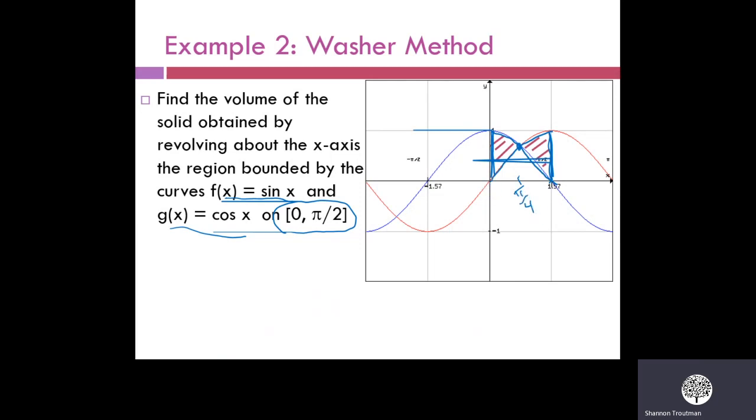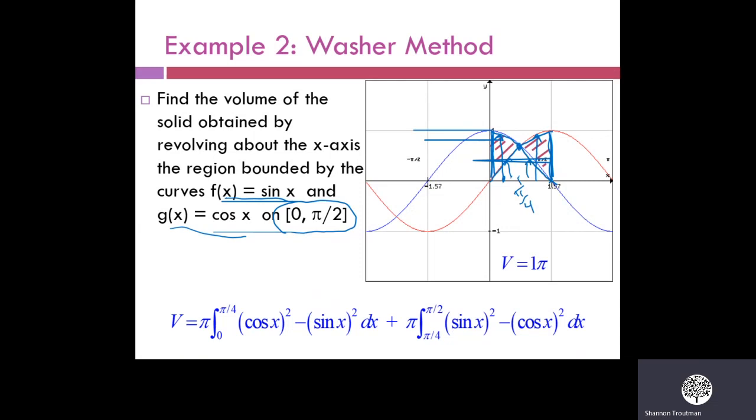And when you look from 0 to pi over 4, your cosine function is further from the x-axis, your line of rotation, and the sine function forms the lower boundary. And then after you hit pi over 4, they reverse. So the sine function is further, the cosine function is closer. So that means you have to do 2 separate integrals. The first one, you're going to set up as cosine squared minus sine squared. And the second part, from pi over 4 to pi over 2, sine squared minus cosine squared.